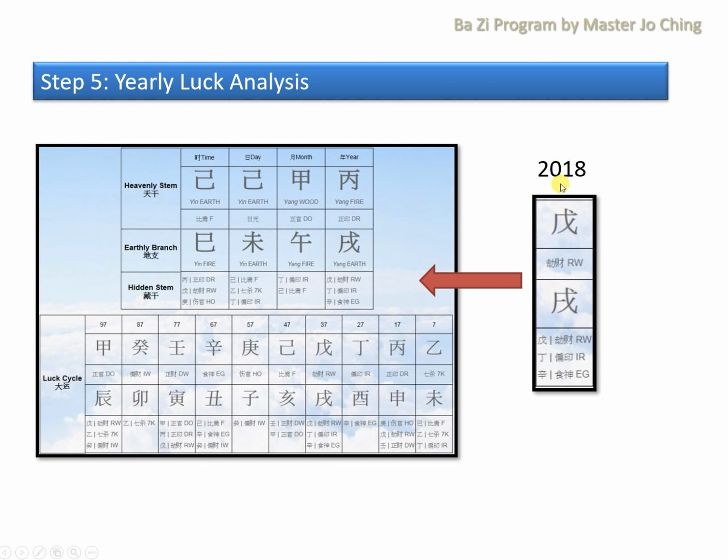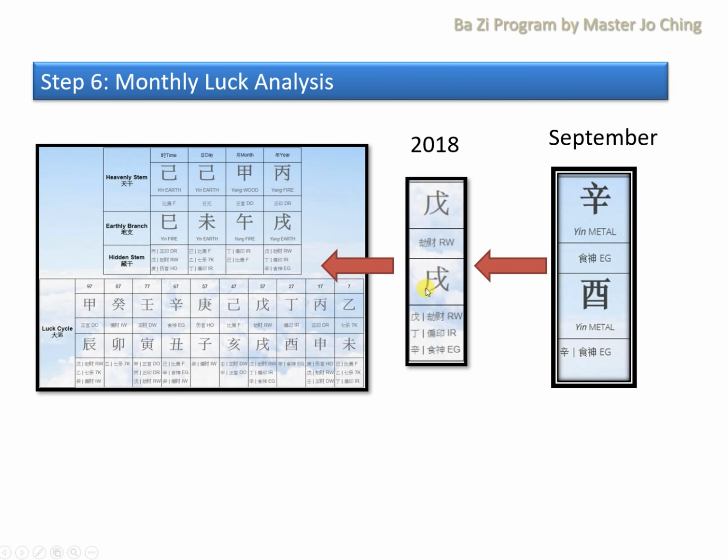monthly luck cycle analysis. Monthly luck analysis, which means this month is September. How is September Xing, all this metal element, going to interact with 2018 and then interact again with your luck cycle and your Bazi? Okay, so step number 6. We go down as detailed as 2 weekly analysis. Although I'm not going to mention 2 weekly analysis here, in the class I'm going to teach you.